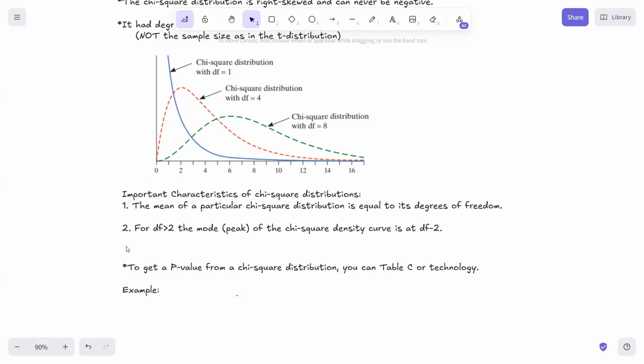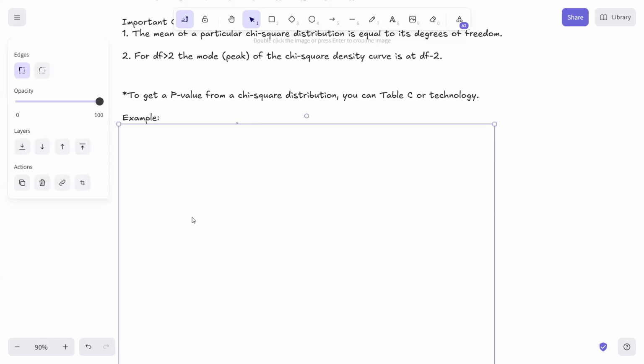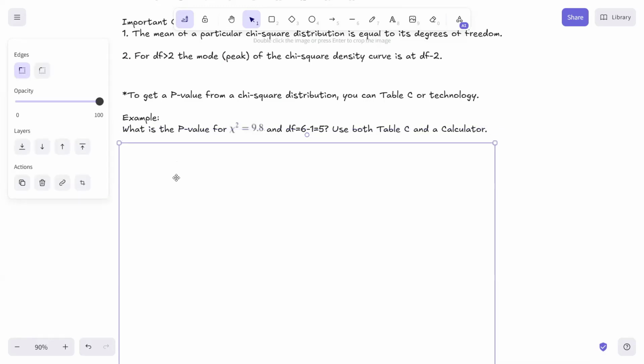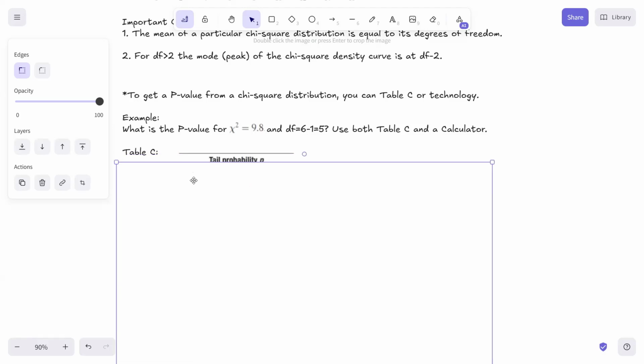So to get a p-value from a chi-square distribution, you can use either Table C or technology. Table C is usually found in the back of your book or in the appendix if you have a digital textbook, or if you're using the AP Stats formula sheet, it's going to be included in there. So let's look at an example here. What is the p-value for a chi-square of 9.8 and degrees of freedom of 6 minus 1, which is 5? So in other words, we calculated the chi-square test statistic and we got 9.8, and there were 6 categories, so our degrees of freedom is 5. We're going to show you how to do this on both Table C and the calculator.